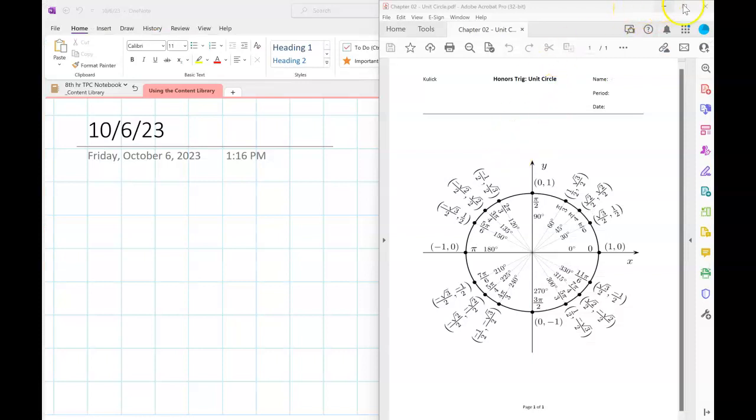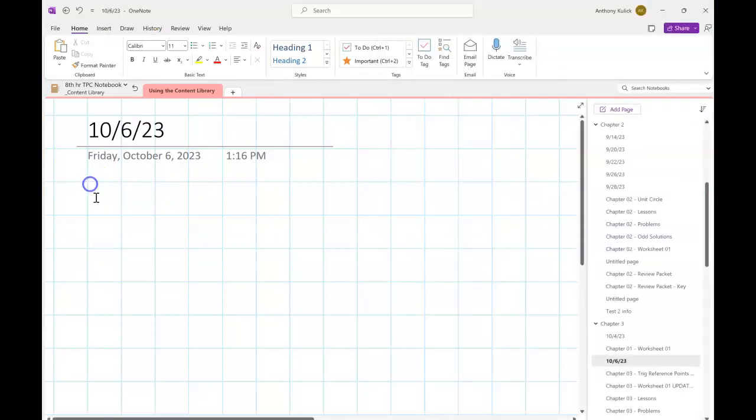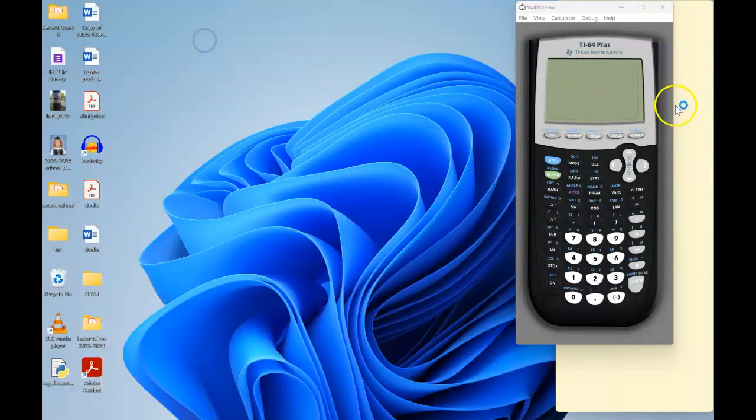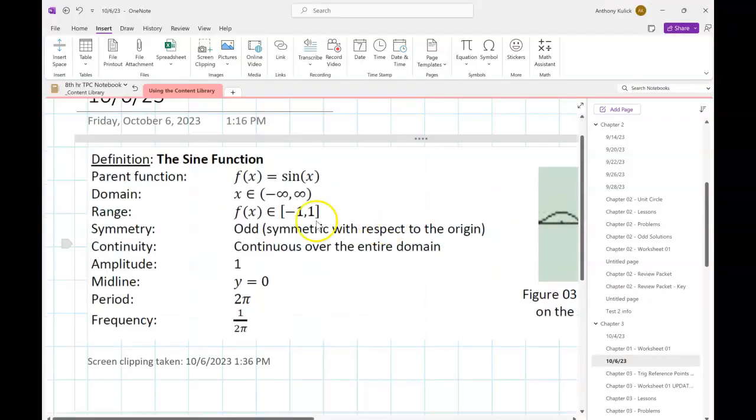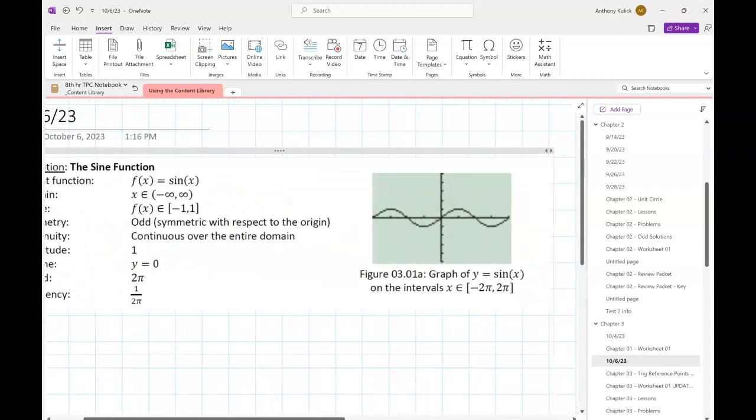So let's pack this together and give a little bit of an info dump now about what's going on. We're going to first start by talking about the sine function now that we have an idea of what it looks like. So the sine function, the parent function version of it is just f of x equals sine x, or y equals sine x.